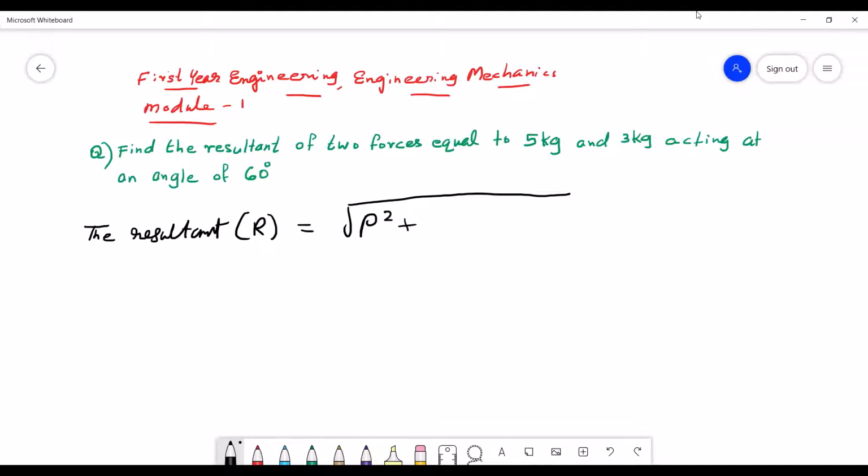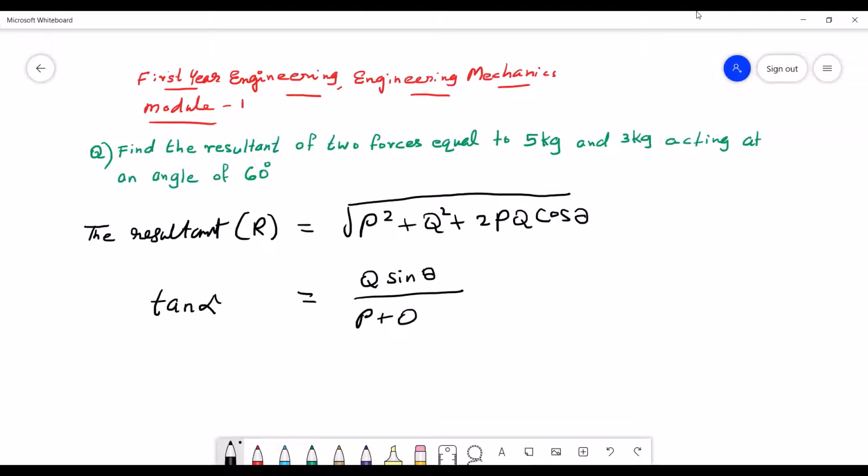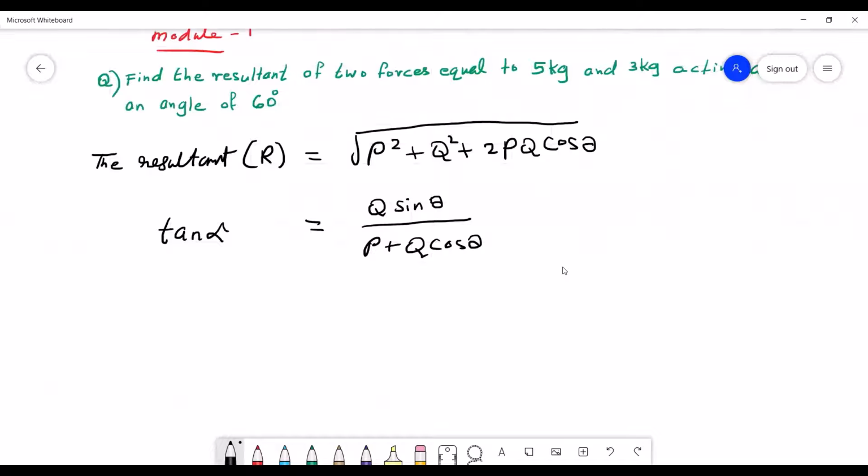Resultant R is equal to square root of P square plus Q square plus 2PQ cos theta, as well as tan alpha is equal to Q sin theta divided by P plus Q cos theta. These two equations are very important for this question, and this type of question normally comes in engineering examinations. So please remember these two equations.